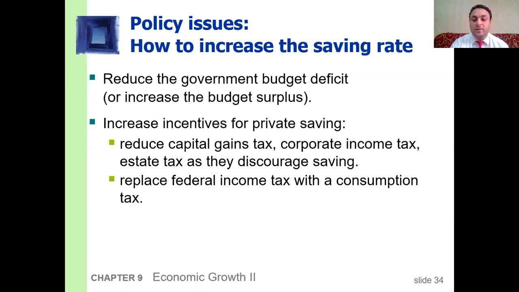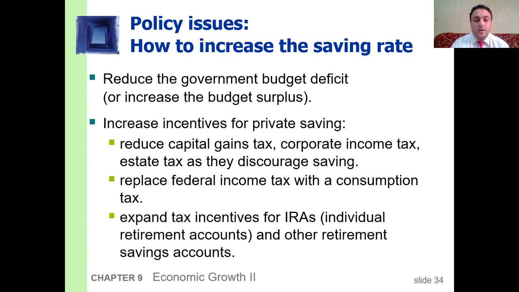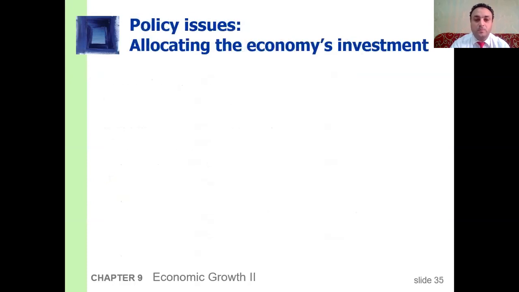Replace the federal income tax with a consumption tax. Expand tax incentives for individual retirement accounts and other retirement savings accounts. Okay, this is about the saving rates and how to evaluate and increase them.